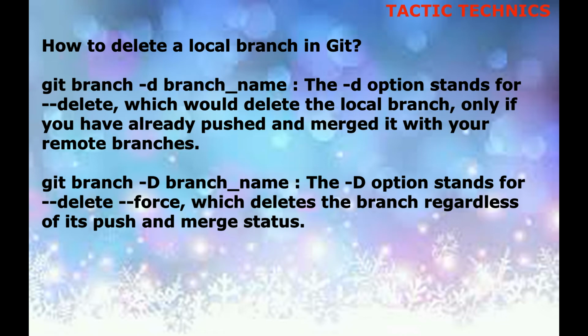git branch -d branch_name. The -d option stands for delete, which deletes the local branch only if you have already pushed and merged it with your remote branches. git branch -D branch_name. The -D option stands for delete force, which deletes the branch regardless of its push and merge status.